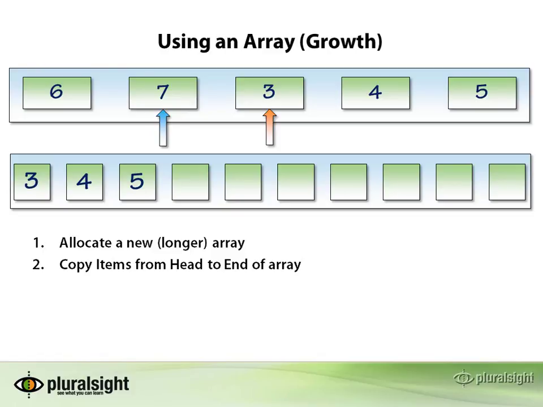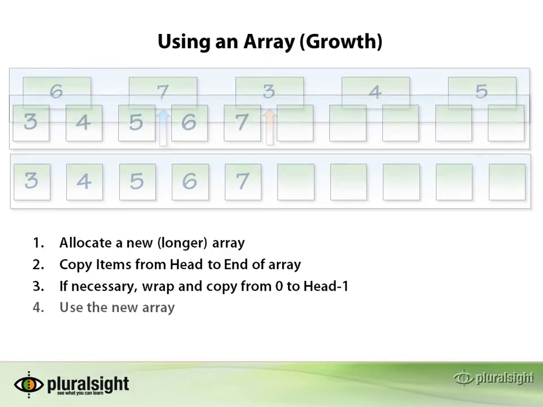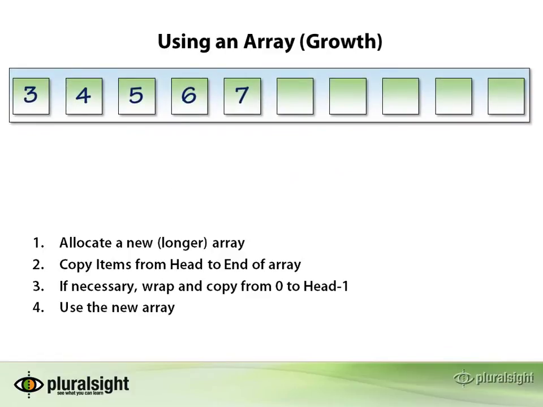So now we need to copy everything from index 0 of the array up to the head pointer - 1. It's head - 1 because we already copied the head value. So we copied 3, 4, 5, and then wrapped around and copied 6, 7. And you can see our new array contains the values 3, 4, 5, 6, 7. This array now becomes the backing store for the queue, and the head and tail pointers are updated to their new respective indexes.